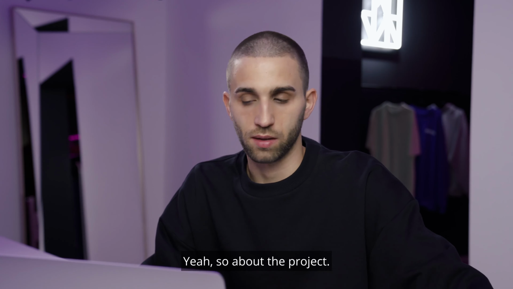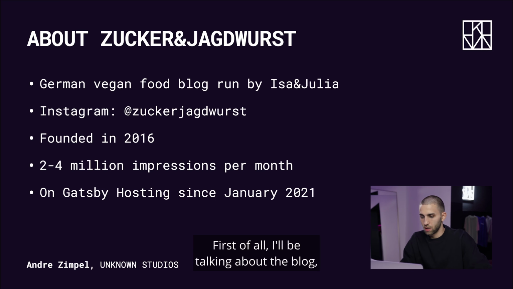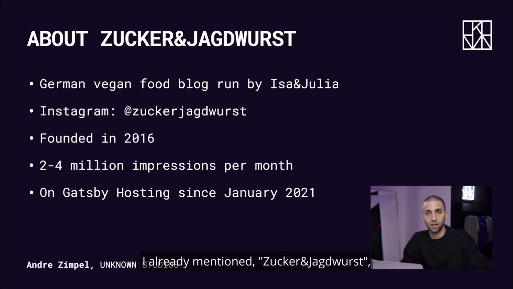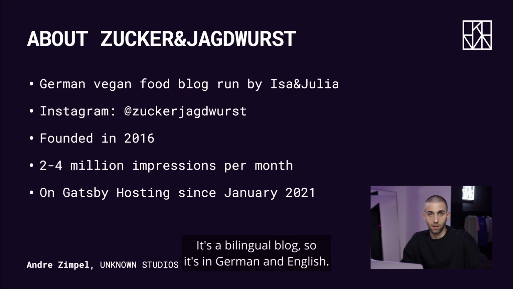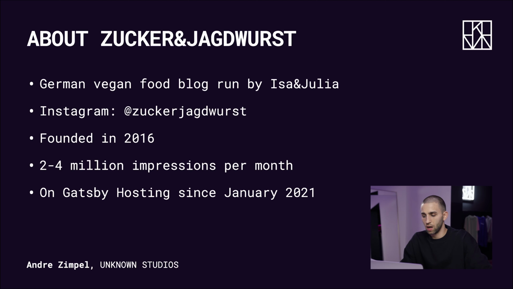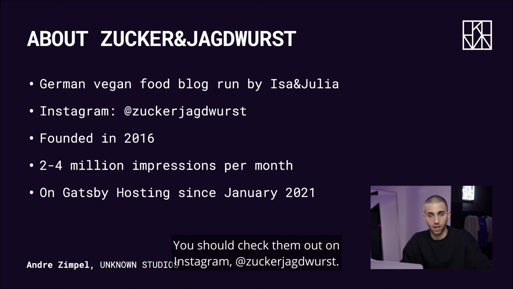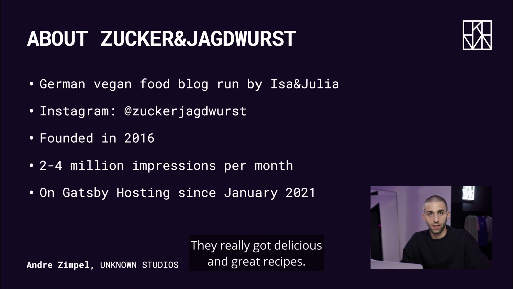So about the project. First of all, I'll be talking about the blog I already mentioned, Zucker and Jagdwurst, which means sugar and sausage in English. It's a German vegan food blog. It's a bilingual blog, so it's in German and English. You should check them out on Instagram, Zucker Jagdwurst. They really have delicious and great recipes.